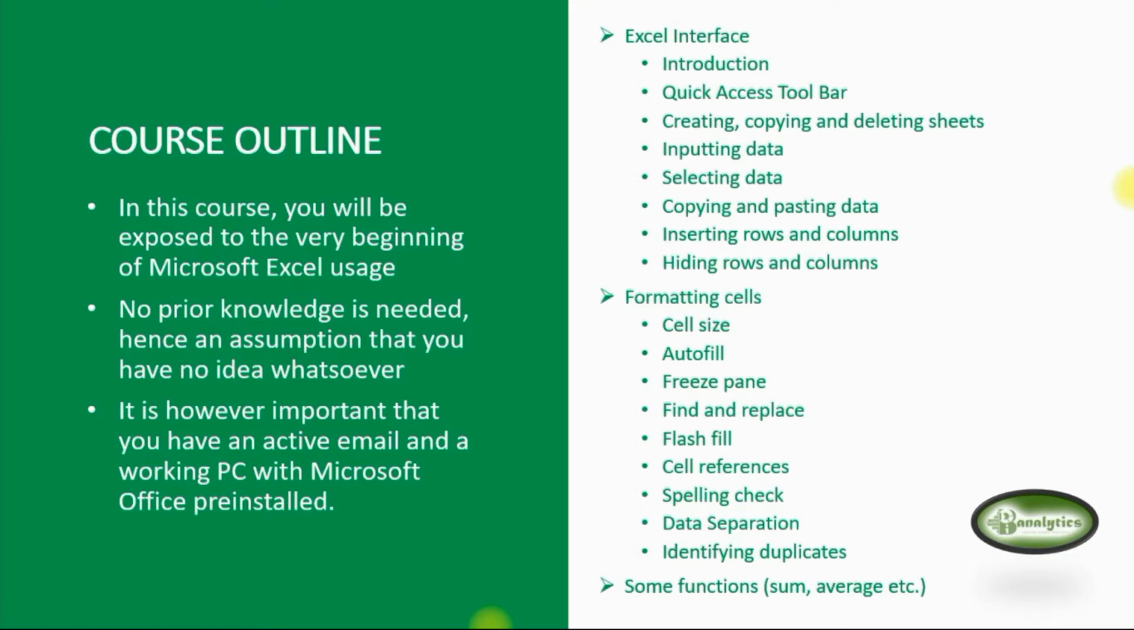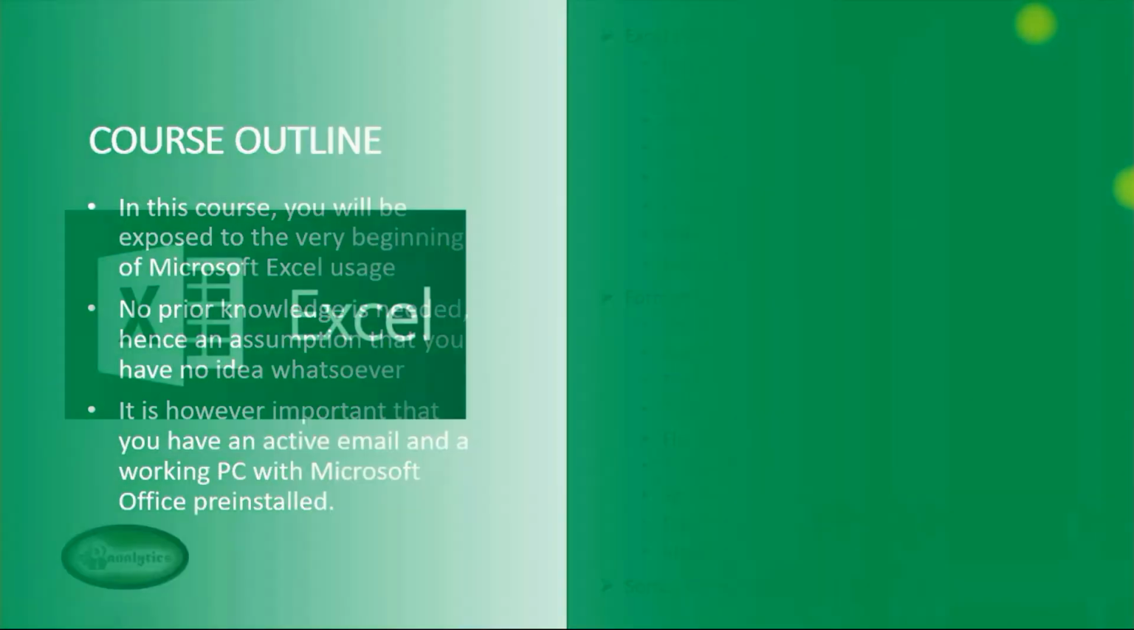So to run down through this course, you can see the course outline on the right hand side of the slide. So the course is divided into 3, like I've mentioned: Excel interface, and that is the particular aspect that this video is covering, the part 1. In this, you'll be introduced to Microsoft Excel. I'll teach you the quick access toolbar, creating, copying and deleting sheets, inputting data, selecting data, copying and pasting data, inserting rows and columns, hiding rows and columns. The other parts of the course are formatting and some functions. So this is the part one, and I want to welcome you.